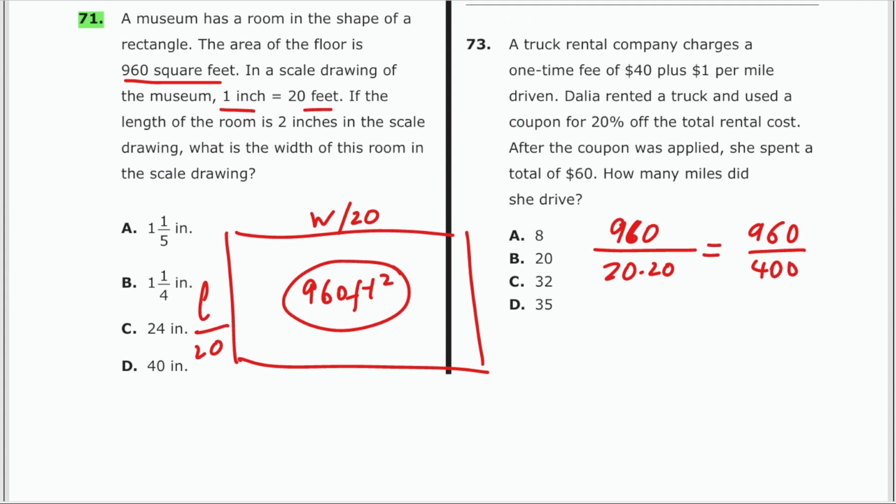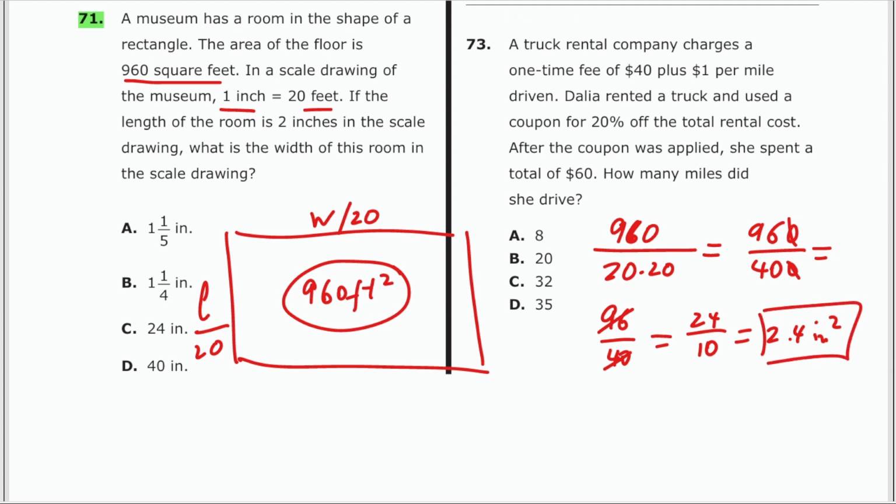Now I can start canceling stuff out. So the first thing is to cancel the zeros, which is 96 over 40. Now I'll just cancel stuff by 4 quickly. So the top is going to get to 24, the bottom is 10. So now that's just nicely 2.4. So this is 2.4 inches squared. That is the area scaled.